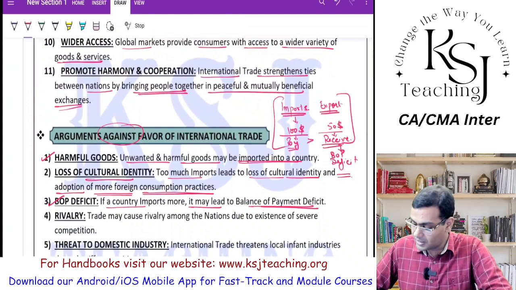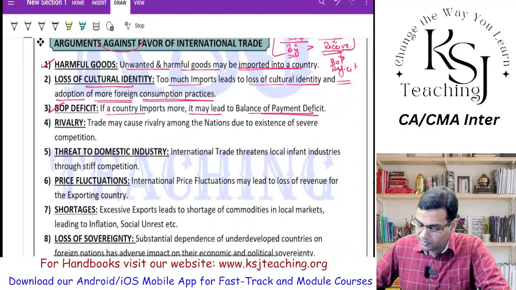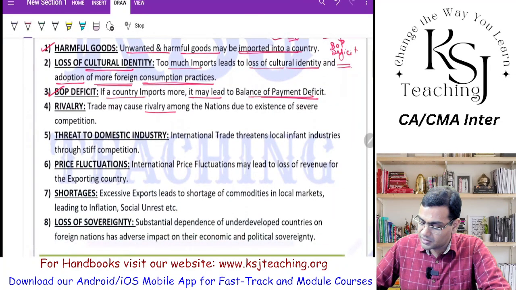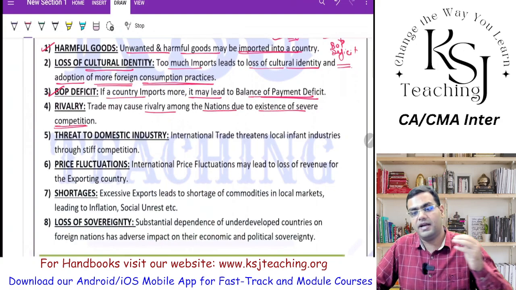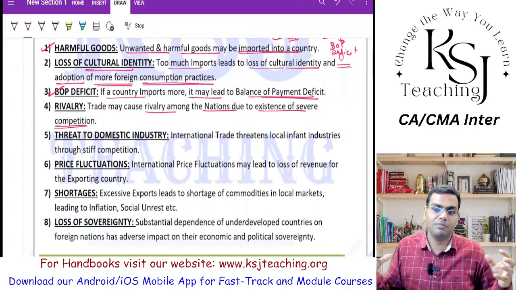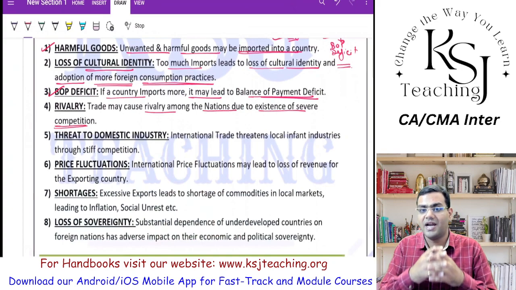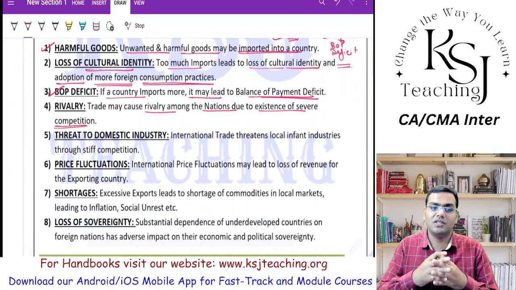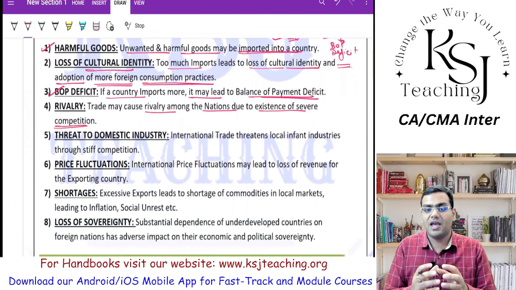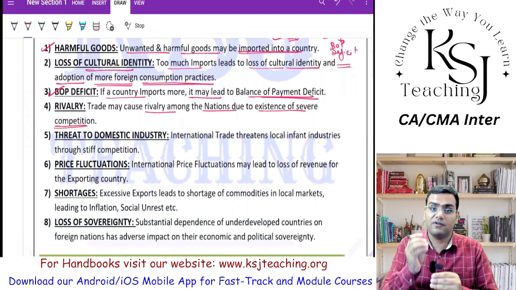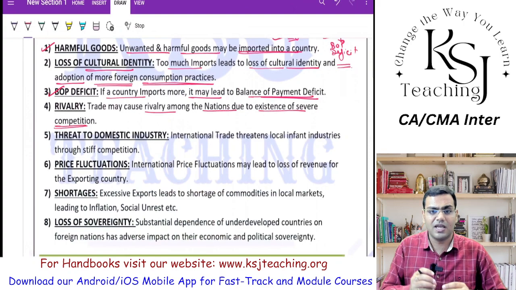If you have a negative balance of payment, if you have the BOP deficit, then it is definitely not good for the nation, right? Then rivalry: trade may cause rivalry among the nations due to the existence of competition, right? Obviously, on one hand, the two nations can be good friends through international trade, but at the same time, if they are manufacturing the same product, then there can be a fight in terms of prices, in terms of quantities. There can be a rigorous fight between the two countries.